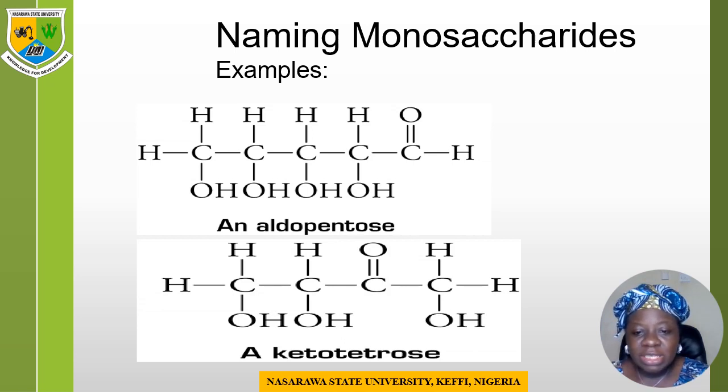Now below is another given example. The number of carbon atoms are 1, 2, 3, 4. So this is what? A tetrose, based on the number of carbon atoms. Now the functional group is what? A ketone. So this sugar can be called ketotetrose.